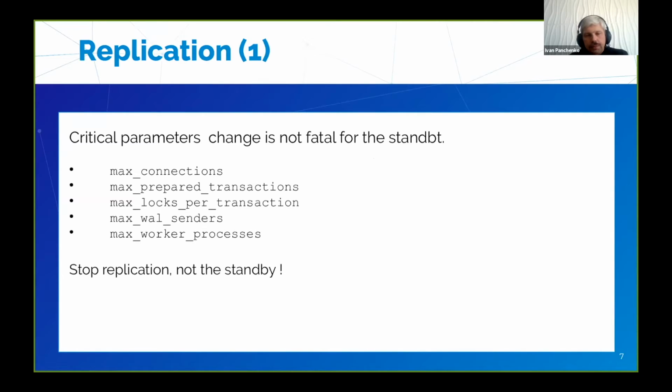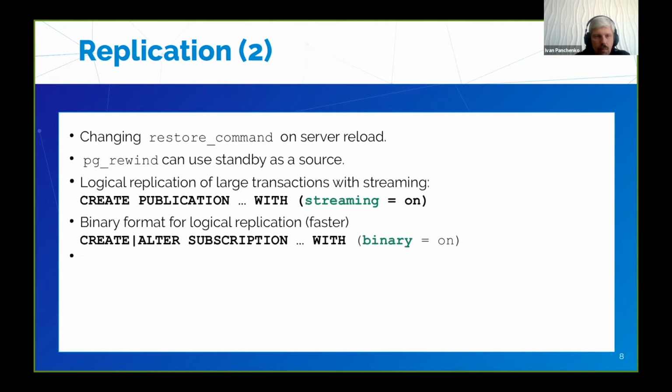And we come to replication. There are some parameters, changing which is fatal to standby. So standby will stop if you change some of the parameters. It is so because if these parameters change, then standby can't replay the WAL. But now in this case, just the replication is stopped and standby continues to work. So it continues to execute queries. It's not so fatal. You can change these parameters on both servers, and then the replication will continue.